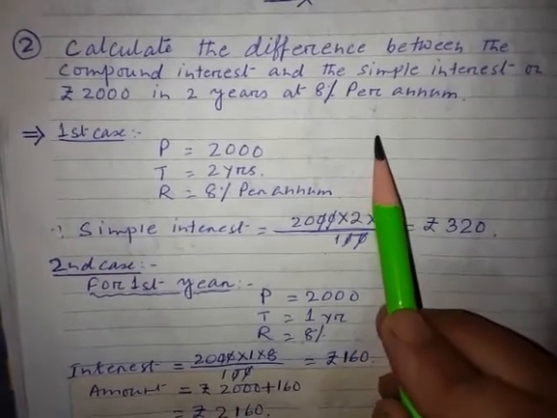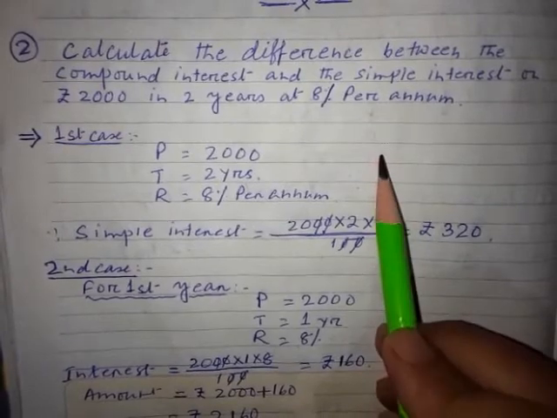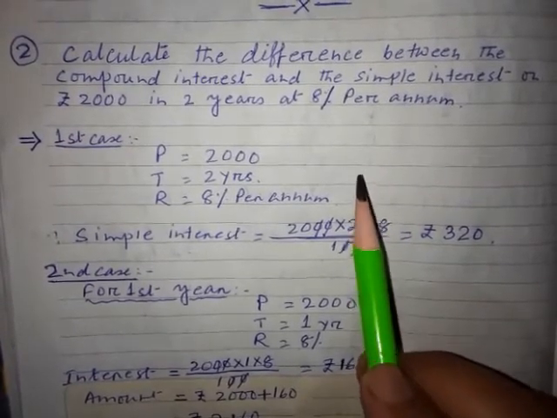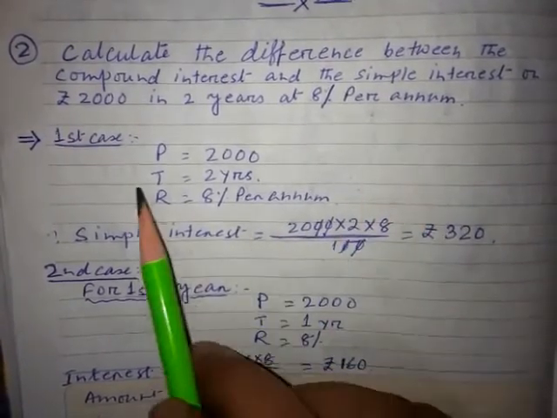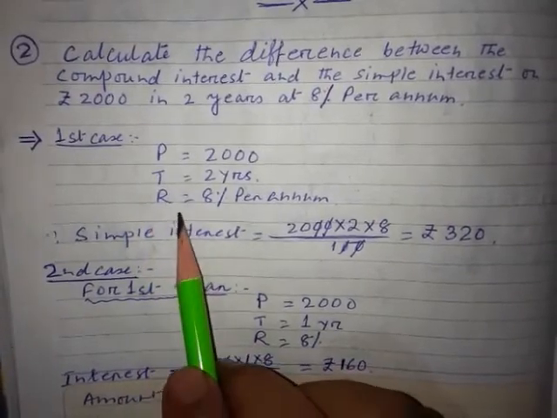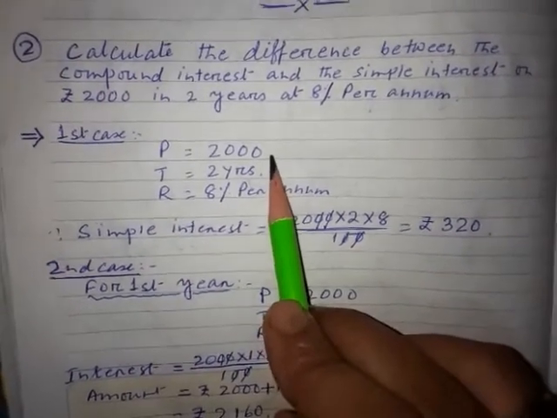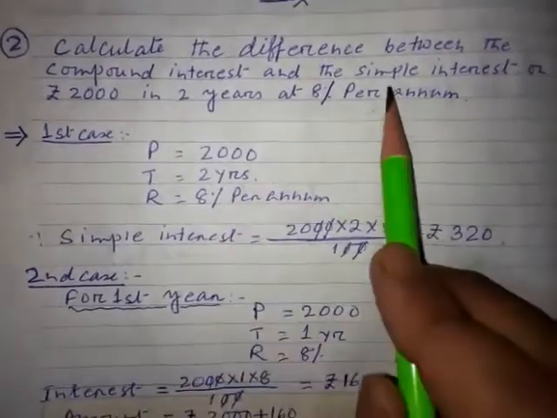When you calculate the simple interest, you have to calculate it for the full period only one time. So first I am going to calculate the simple interest. What is the principal? 2000. What is the total time?